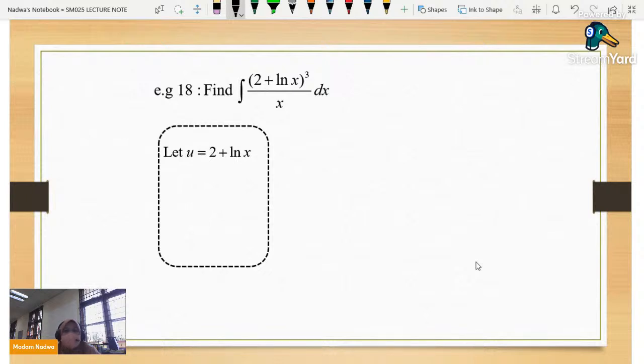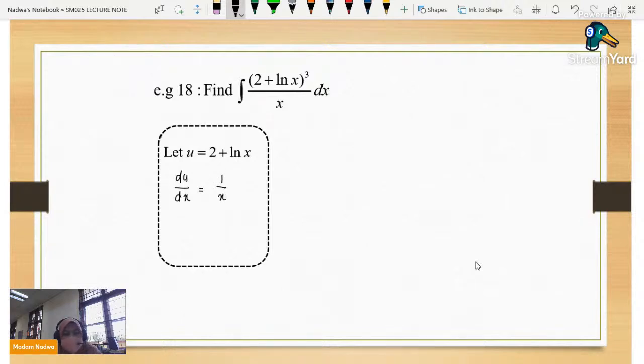So, kita tengok ya. Substitution apa? Macam soalan ni saya dah bagi dah hint dekat sini. Kita akan let u equals to 2 plus ln x. So, kita tengok apa akan jadi kalau kita let u equals to 2 plus ln x. So, u, bila kita differentiate with respect to x, kita dapat du over dx. Differentiate 2, kita dapat kosong. Differentiate ln x, kita akan dapat 1 per x.